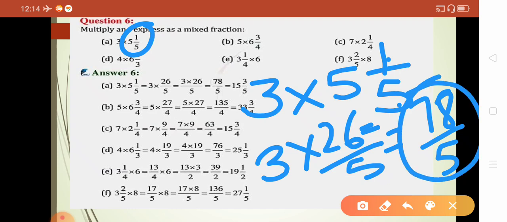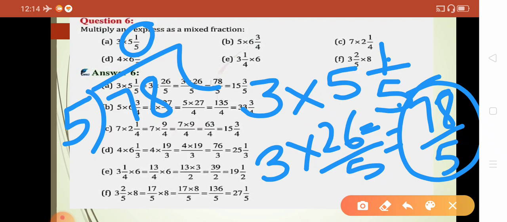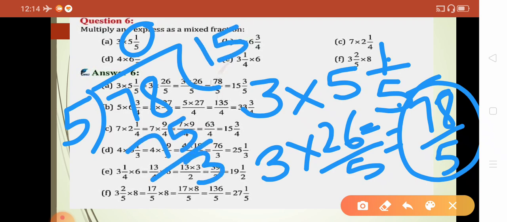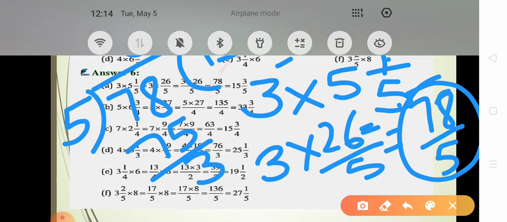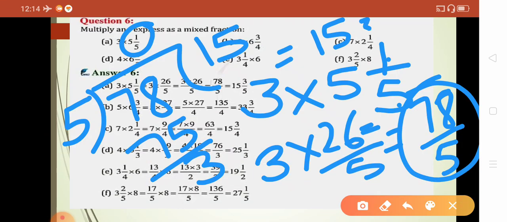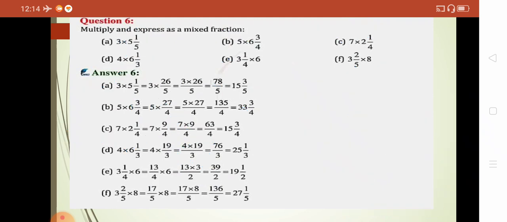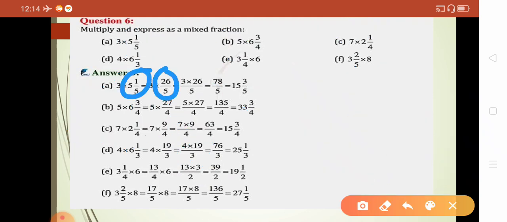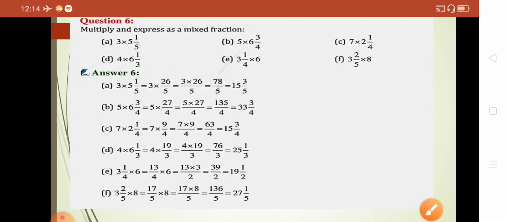Now you have to convert this 78 by 5 into a mixed fraction. So the answer is 15 and 3 by 5. In this way we will solve this. First of all, you will convert the mixed fraction into an improper fraction, then after multiplication again you have to convert it into a mixed fraction.